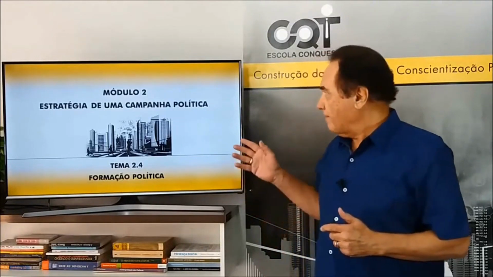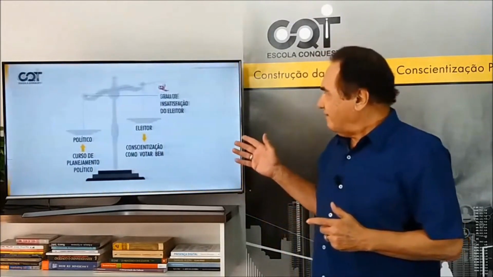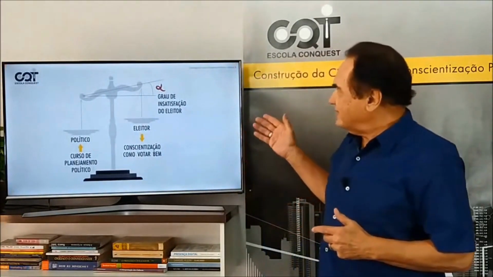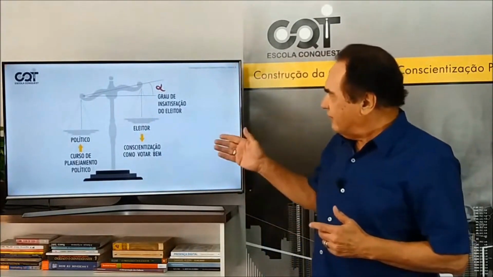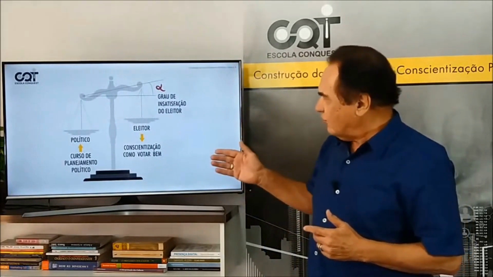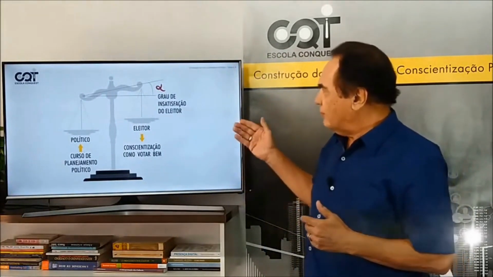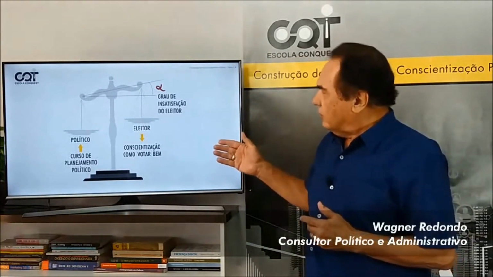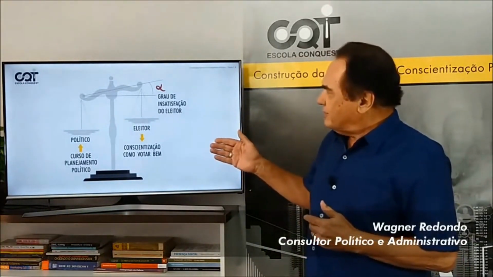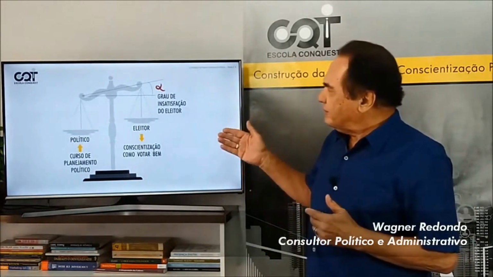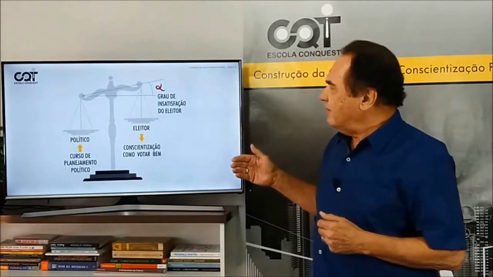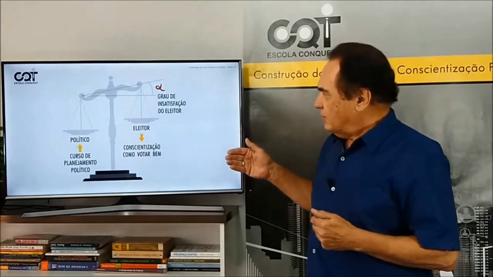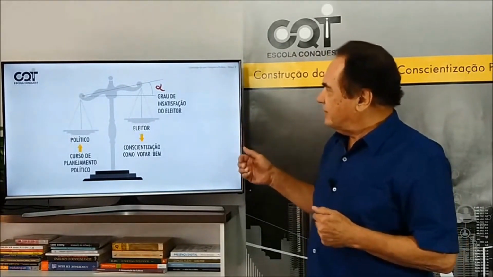Look at the scale. In it, we have included the level of voter dissatisfaction, the imbalance of the scale. These two sides show us the politician and the voter, the two actors. And the politician is a bit lower. Notice what needs to be done to lift the politician, to work on him, so he improves his knowledge about political formation and political planning courses.